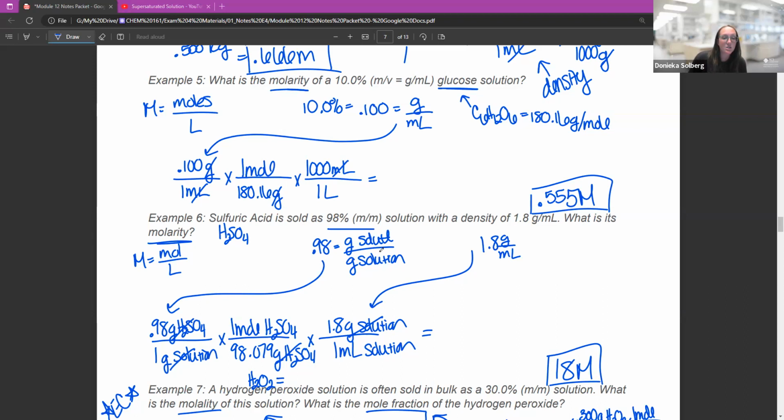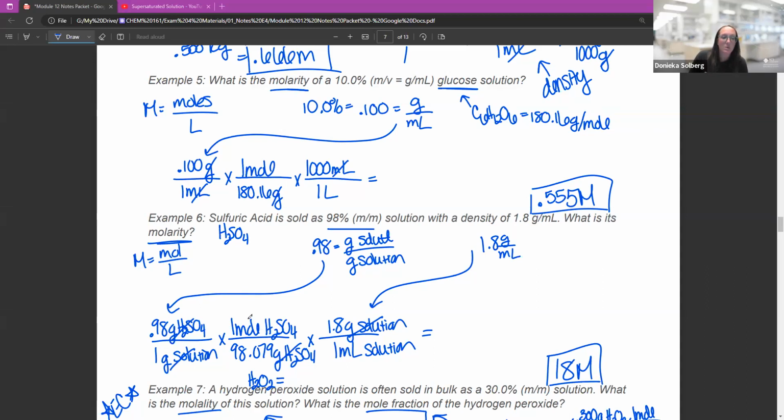Now it says, what is the molarity? I want to get it to moles per liter. And I did give you the density. Now, when I'm giving you the density in these types of questions, when we have concentrations, you're going to be using the density to convert into correct units. So I need to get from grams of sulfuric acid per grams of solution to moles of sulfuric acid per liter of solution. So I went ahead and converted sulfuric acid to moles.